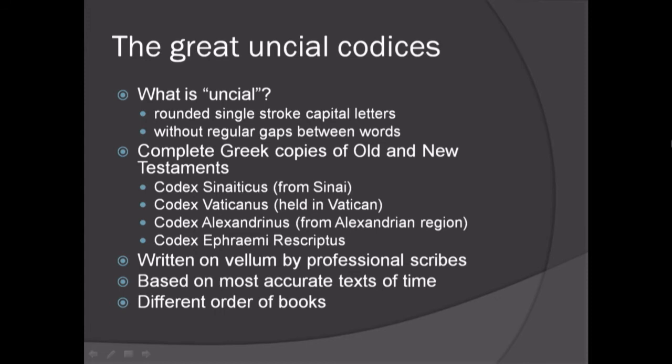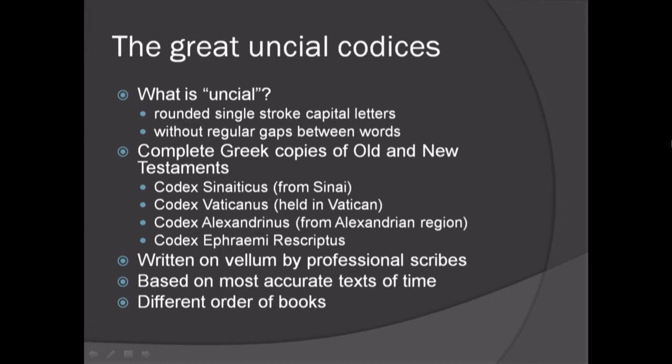They are complete Greek copies of the Old and New Testament, and they are Codex Sinaiticus, Codex Vaticanus, Codex Alexandrinus, which is from the Alexandrian region, and Codex Ephraemi Rescriptus. The most significant of those are the first two, Sinaiticus and Vaticanus. But there are some interesting stories about the others.